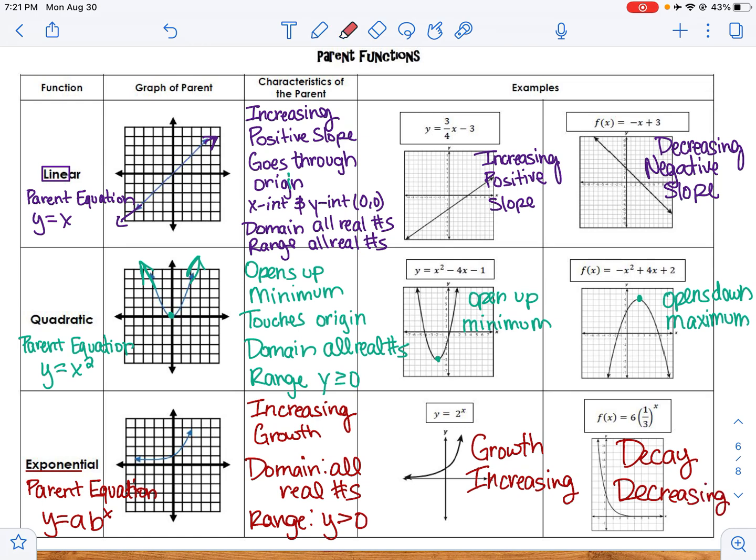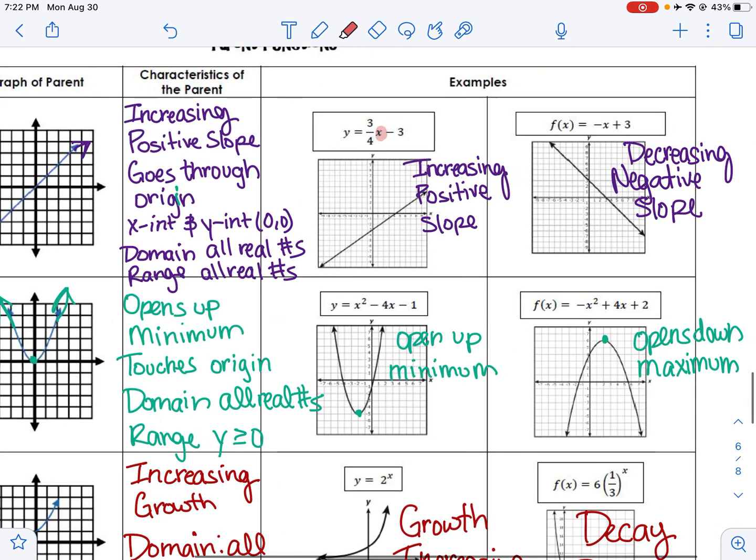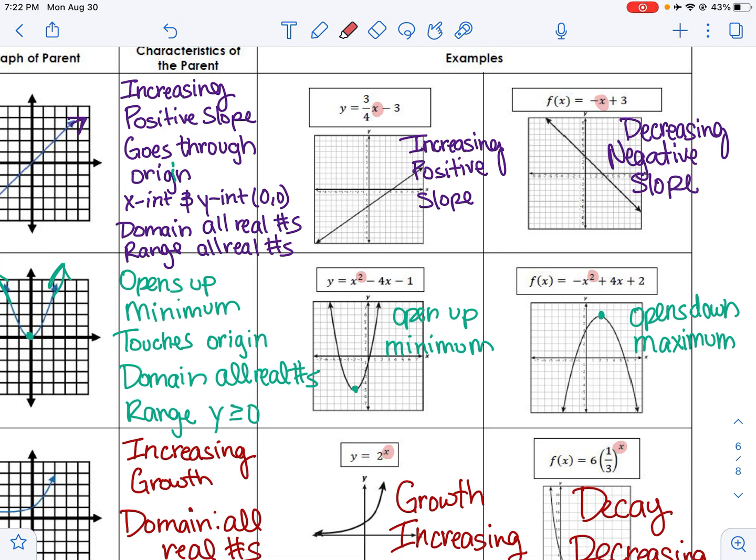Okay, now let's look at the difference in the equations. Our linear functions are only x to the first power. If you look at the quadratic functions, it has an exponent of 2, and that's the highest exponent out of all the terms. If you look at the exponential, x is the exponent.